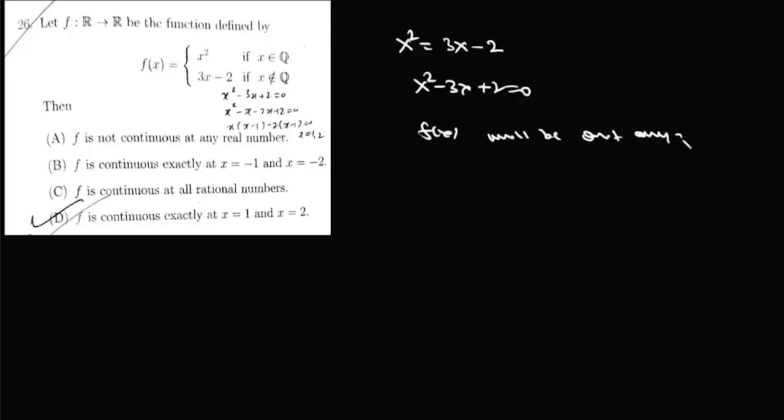Now question number 26 is a standard question. We have defined this function in terms of rational and irrational. We know that such functions are continuous only at points where f1x equals f2x. So they'll be continuous at points where x square is equal to 3x minus 2, or x square minus 3x plus 2 equals 0. So this fx will be continuous only at x equal to 1 and x equal to 2. And that's your option D.